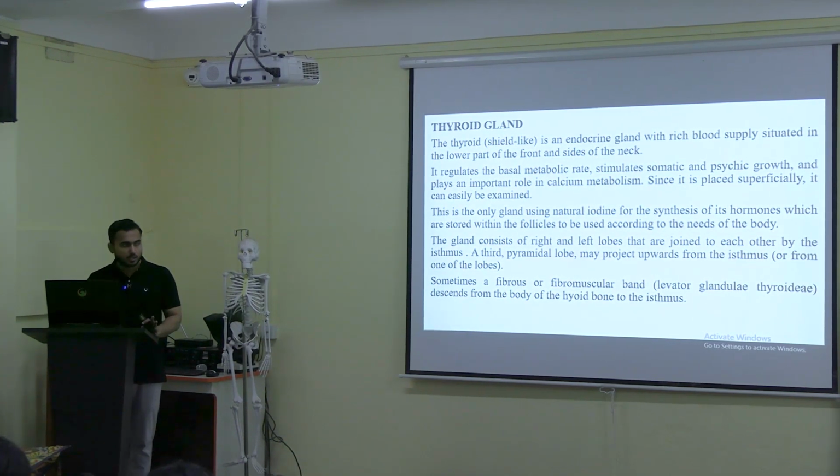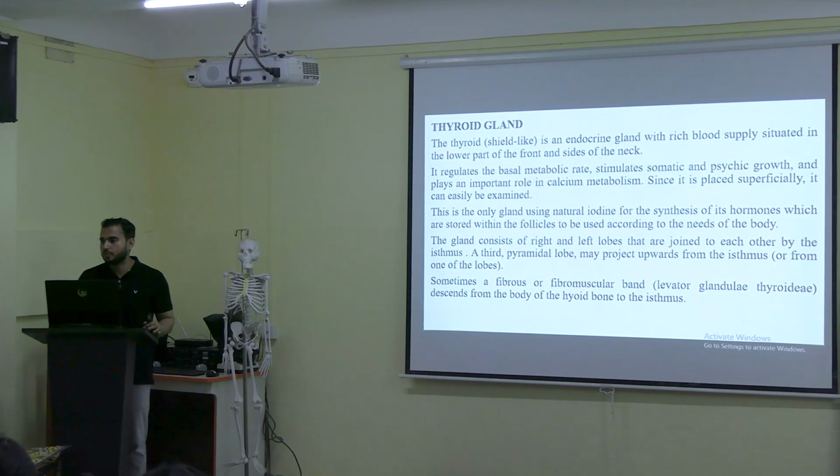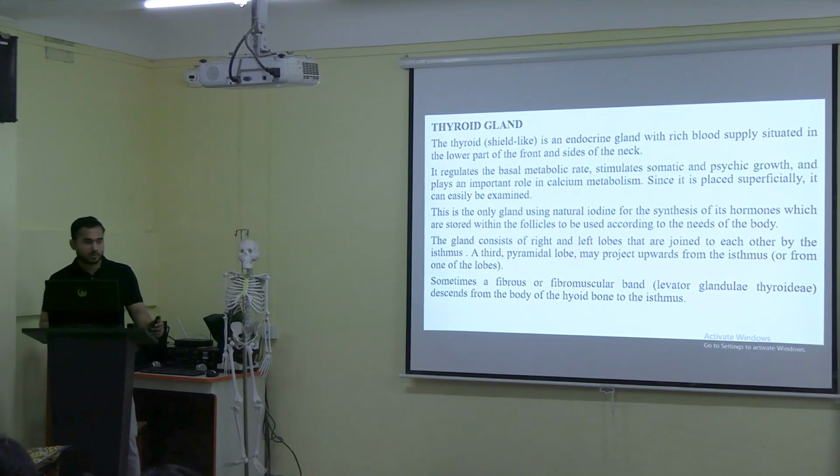Next, this is the only endocrine gland which is placed superficial in our body. Other endocrine glands are situated deep in the body. So these are some important peculiarities of the thyroid gland.